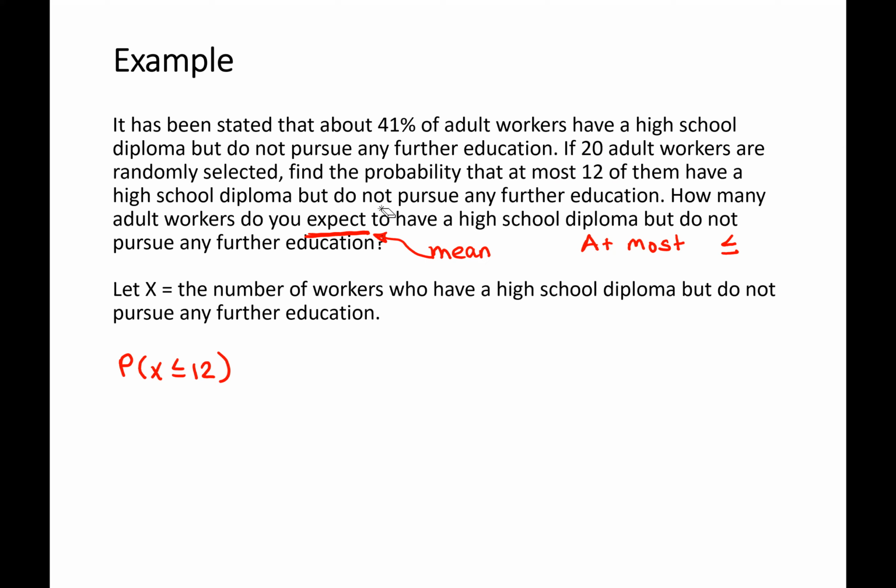So let's write down all the information that we have here. We're taking a sample of 20 adults. The sample that we're taking, that is the number of trials, so n is 20. Now we're looking at a probability of success. In the population, 41% of adult workers have a high school diploma but do not pursue any further education. If we randomly selected an adult from our population, there would be a 41% chance that this person had a high school diploma but does not pursue any further education. So the probability of a success is 0.41.